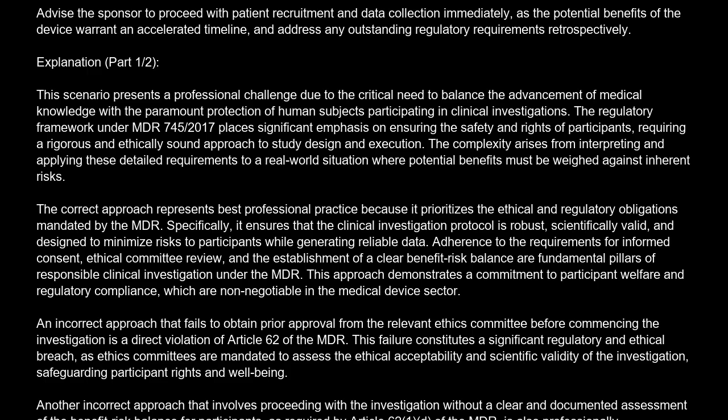An incorrect approach that fails to obtain prior approval from the relevant ethics committee before commencing the investigation is a direct violation of Article 62 of the MDR. This failure constitutes a significant regulatory and ethical breach, as ethics committees are mandated to assess the ethical acceptability and scientific validity of the investigation, safeguarding participant rights and well-being.